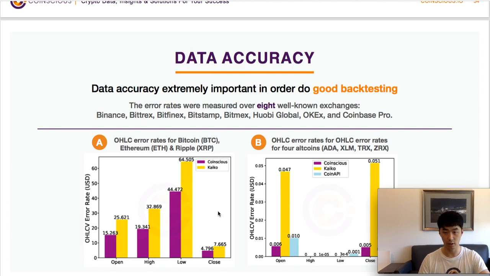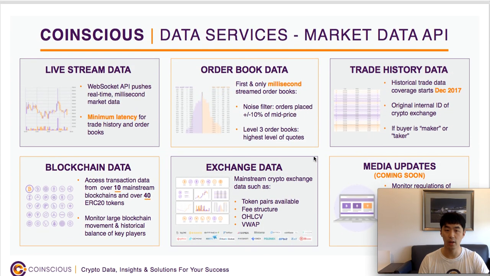Here we consistently see that our data is more accurate, with consistently lower errors compared to Kaiko or CoinAPI. This is true for top 3 coins like Bitcoin, ETH, and XRP, or altcoins like ADA, XLM, Tron, and ZRX, and so on. Just to highlight, our data surface consists of live stream data, order data, historical data, blockchain data, and so on.